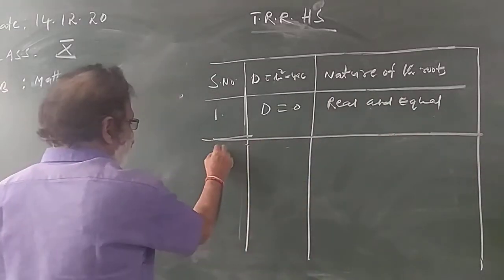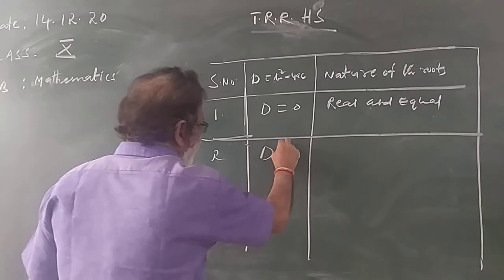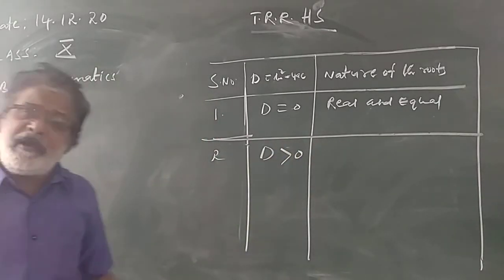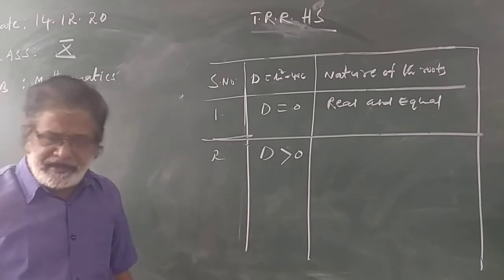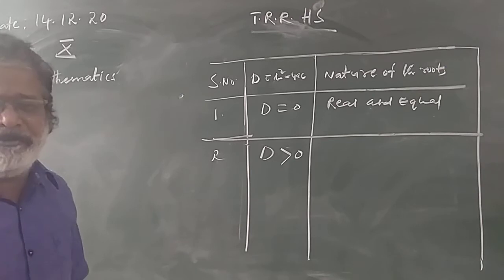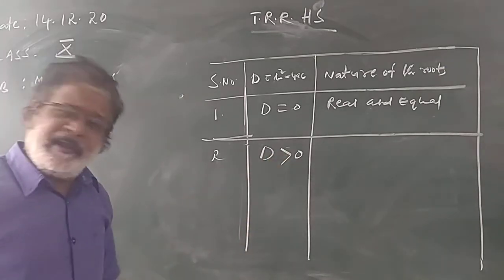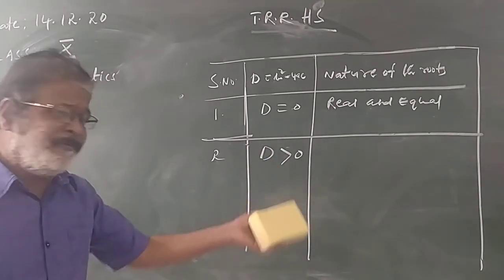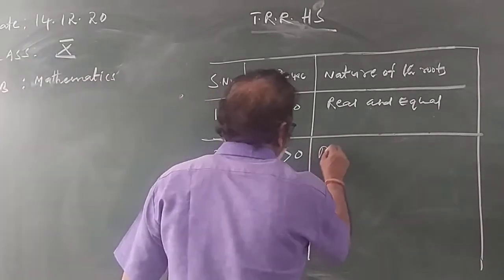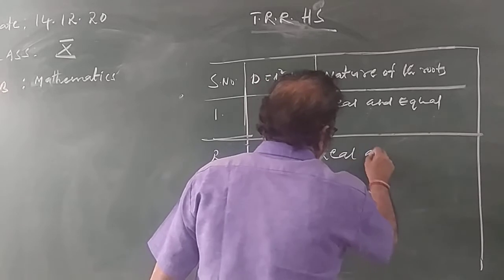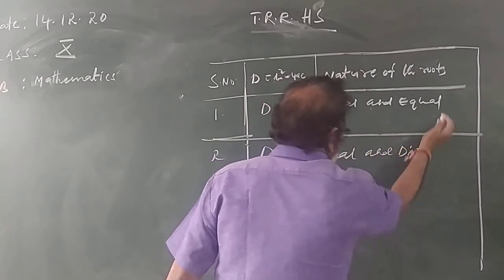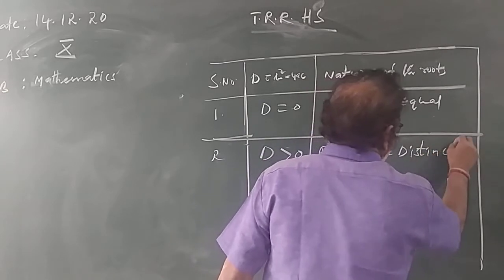Second, if D is greater than 0, all positive values are greater than 0. You will get any positive value like 2, 3, 4, 5, 6, 7, 8, 10. If the discriminant is greater than 0, the nature of the roots is real and distinct. Distinct means different.